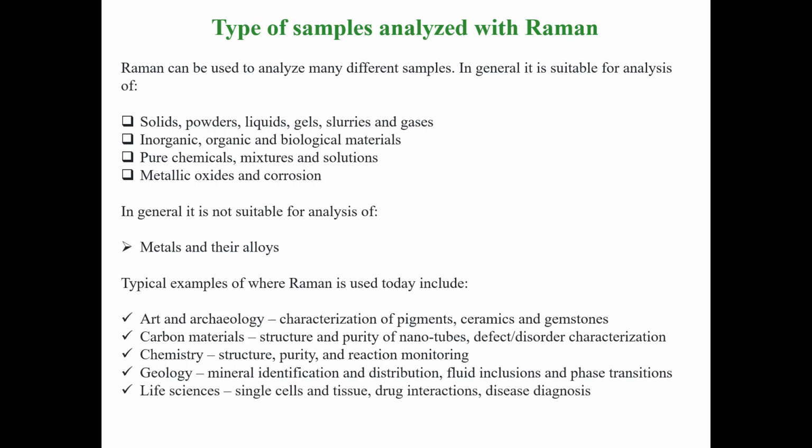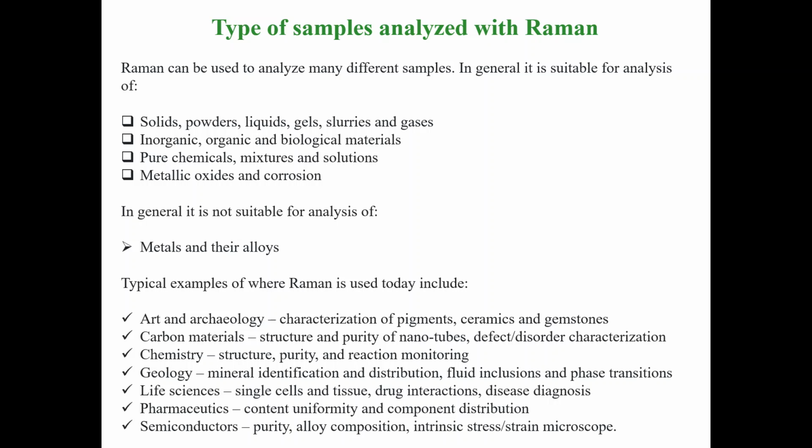Along with that, Raman spectroscopy is also used in life sciences for single cell and tissue analysis, drug interactions, and disease diagnosis. People also use it in pharmaceutics, where it can be utilized for content uniformity and component distribution inside particular chemicals or drugs. The semiconductor industry also utilizes Raman spectrometers for finding the purity, alloy compositions, and intrinsic stress and strain.